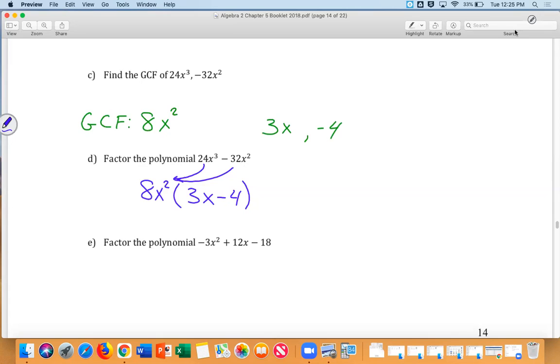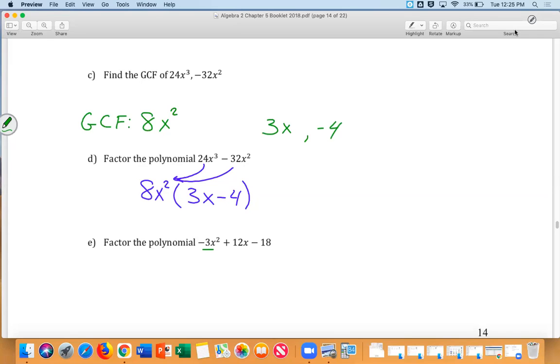Now, Justin brought up a good question here for E. He was talking about pulling out a negative. For this section, I'm not going to harp on it. If you pull out a negative, I'm going to probably count it right. But I would like you to pull out positive numbers just because of the nature of the section. But we'll do it both ways so you guys can see. Here, doing it the positive one.